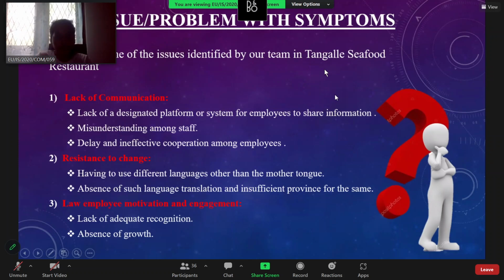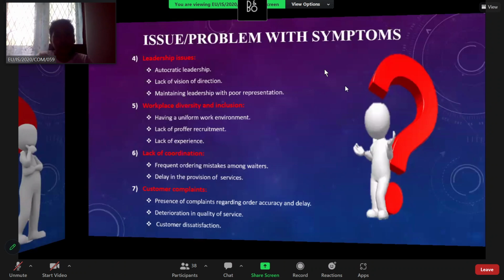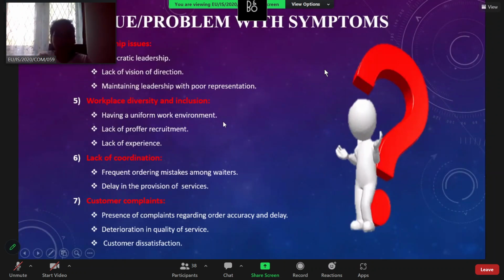Number 2, resistance to change. Change is inevitable for an organization, but many employees may resist it due to fear of the unknown or preference for the status quo. Number 3, low employee motivation and engagement. Disengaged employees can have a negative impact on productivity, creativity, and employee satisfaction. Number 4, leadership issues. Examine leadership styles within the organization and identify issues related to ineffective leadership. Explore the impact of these leadership issues on employee morale, motivation, and overall organizational culture.